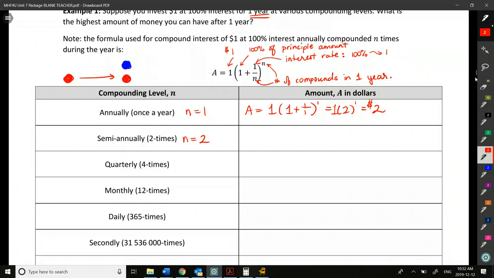Okay, so let's say now that we compound twice a year, so we get 50% the first time, 50% the second time, but after the first time I compound, I actually get a little bit of extra interest on top of my first compound. So we're going to enter in 2 for n. Okay, so we're going to do 1.5 to the exponent 2. Everybody needs some calculators out there.